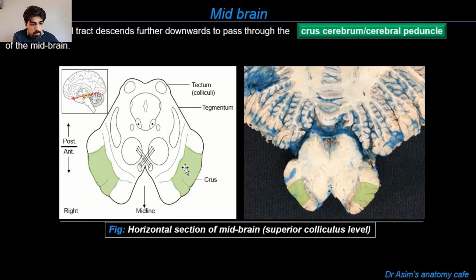crura of the midbrain. This is a horizontal slice at the same level once again, but this is a Mulligan stain section. So we can see once again the substantia nigra over here. We can see the cerebral aqueduct over here very nicely. This part over here in front of the substantia nigra, these are the peduncles of the midbrain, and the corticospinal tract can be seen descending down over here through the crura of the midbrain.